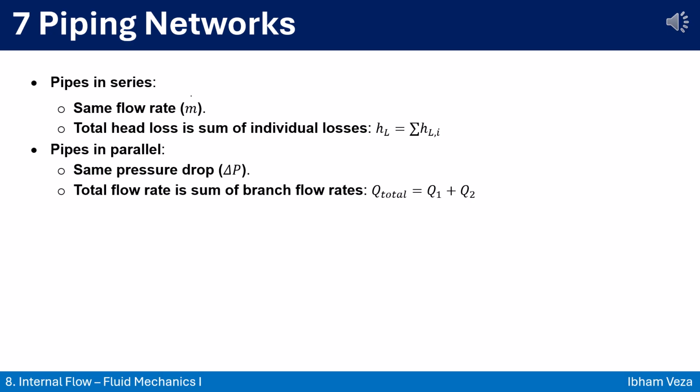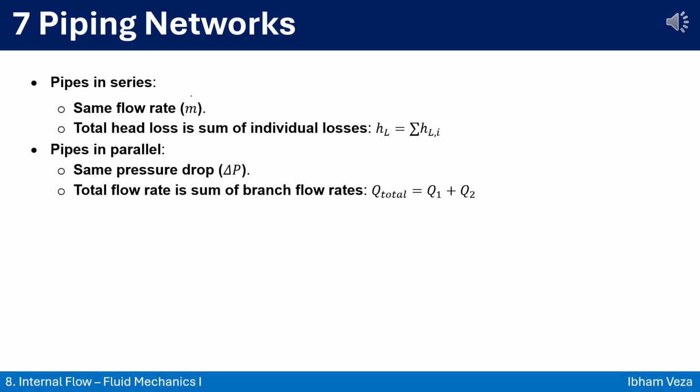In a series configuration, all pipes carry the same mass flow rate. The fluid travels through one pipe and then directly into the next. While the flow rate remains constant, the energy losses accumulate. That means the total head loss is simply the sum of all the individual losses, H L equals sigma H L i. Each bend, valve, or pipe segment adds to the total resistance the fluid must overcome. In contrast, a parallel configuration splits the flow into multiple branches.